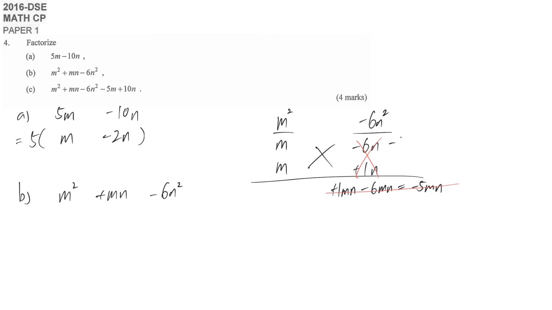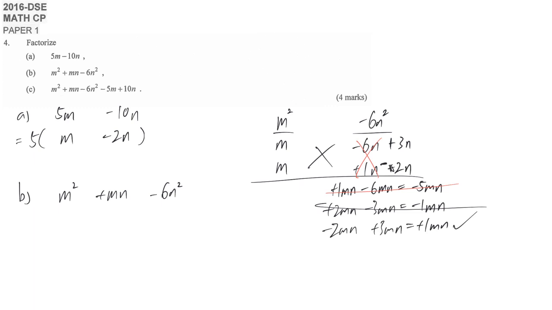So maybe this time I try negative 3n times positive 2n. Negative 3 times positive 2 still give us negative 6. So this fulfills the first criteria. Let's check the second. Positive 2mn minus 3mn gives negative 1mn. The magnitude are the same, both of them are 1, but the sign are not the same. So just a very small change. We change plus to minus, we change minus to plus, and then we try once again. Negative 2mn plus 3mn is equal to positive 1mn, which is consistent with our calculation.